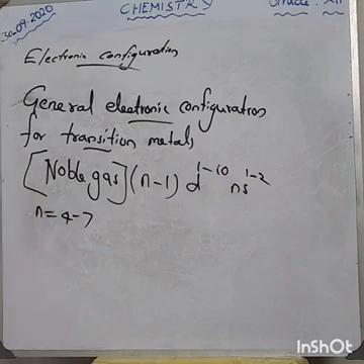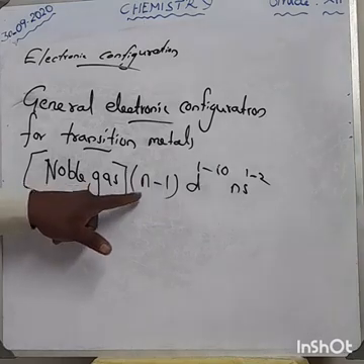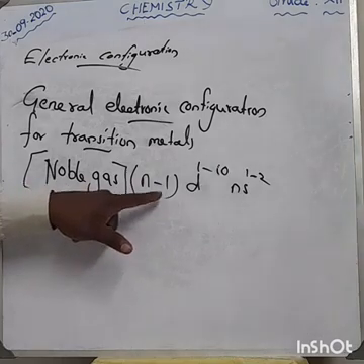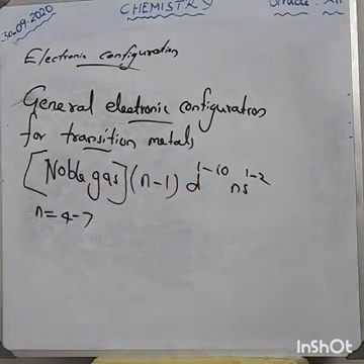Sometimes it may be neon. Neon is not possible, argon. Sometimes krypton, xenon, like that. Which noble gas is nearest? You should write the nearest noble gas there. And also (n-1)d 1 to 10, ns 1 to 2. This is the general electronic configuration for transition metals.